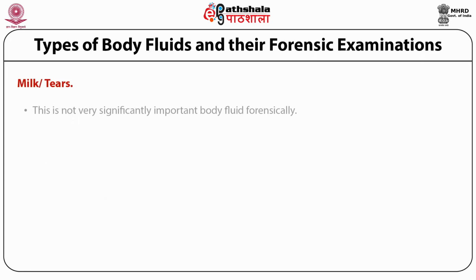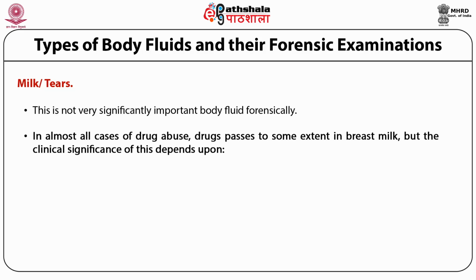Milk or tears. These are not very significantly important body fluids forensically. Milk is found present in lactating mothers, generally in cases of poisoning to kill infants or to prove alleged pregnancy, and illegal abortion or deaths of infants are cases where it is examined.